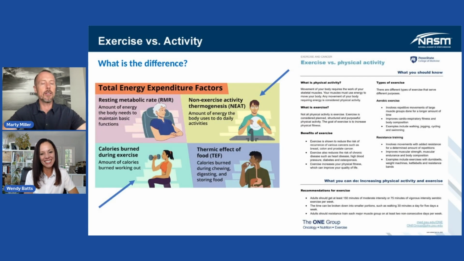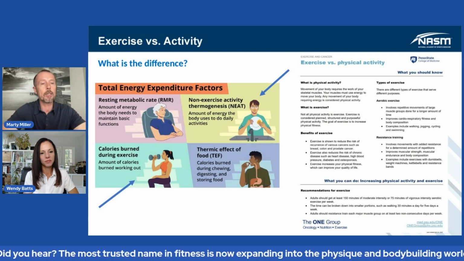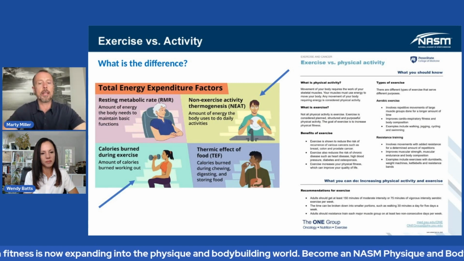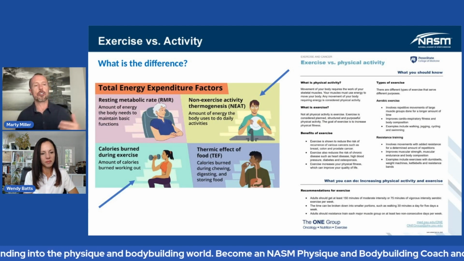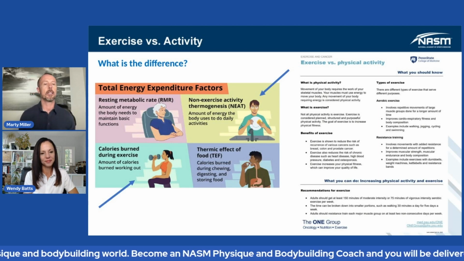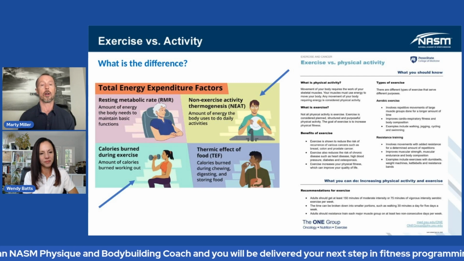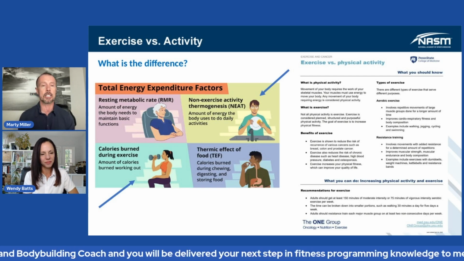So when we look at exercise versus activity, obviously there's going to be some carryover between them. But we've got to look at the total energy expenditure factors, right? So if we're looking at the two that we have the arrow on, let's look at the bottom left first. Calories burned during exercise, the amount of calories in a workout. That workout we're going to say is a structure. It could be any phase of the model. It could be taking a class, whether it's yoga, a high intensity class, or a Pilates class.